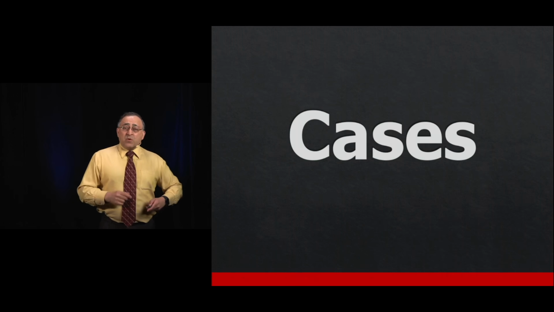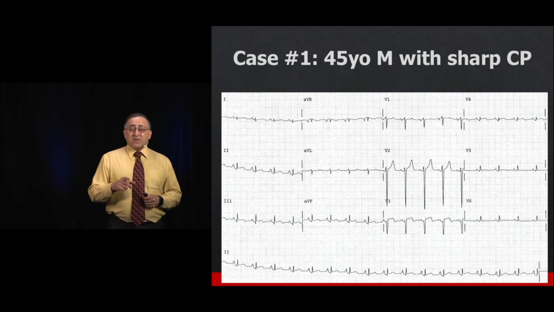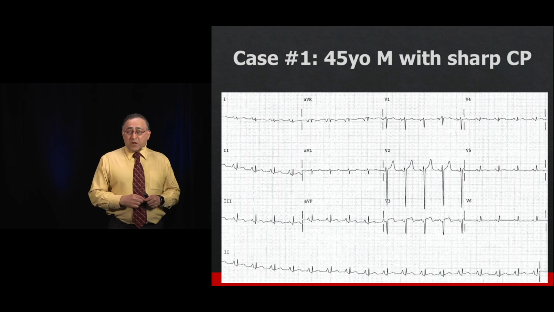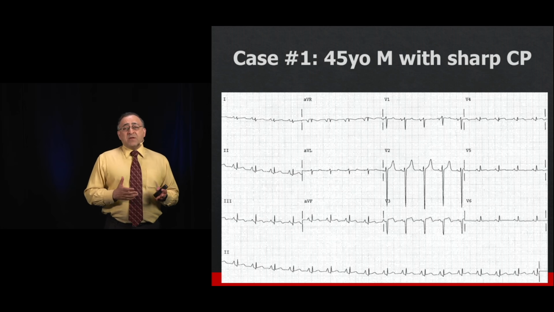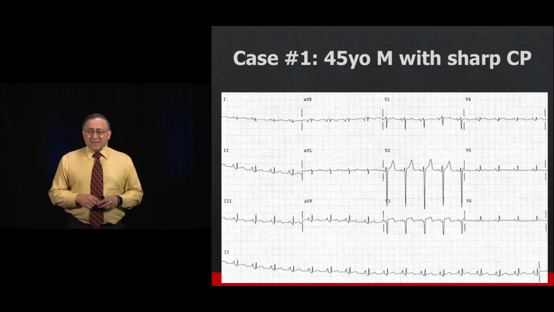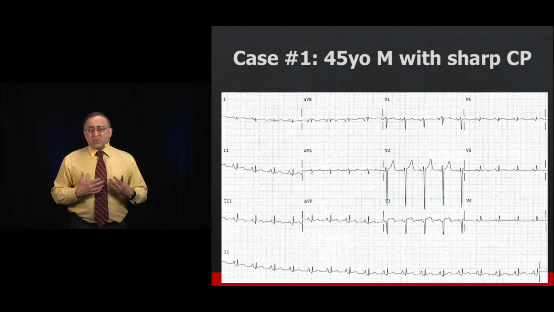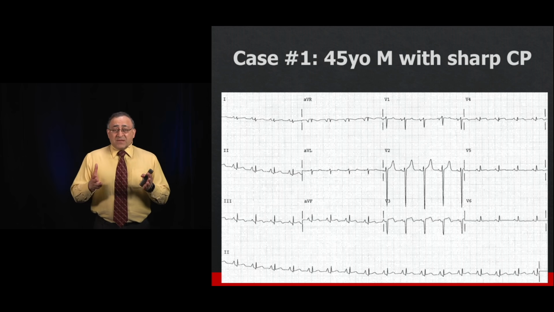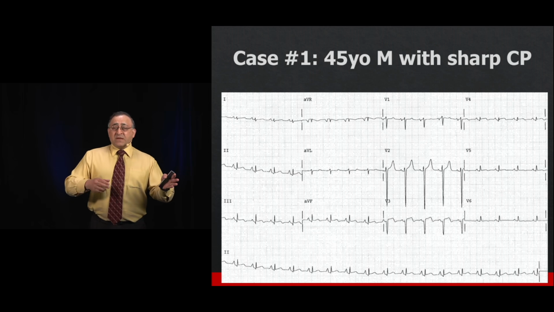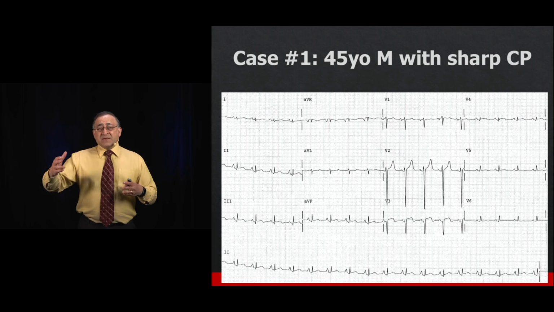We're going to start out with this case. Again, we talked about this in the ECG workshop, and we're going to go a little bit beyond what we talked about there as well. This is a 45-year-old man who comes into the emergency department with sharp chest pain, maybe a little positional, a little pleuritic, and the emergency physician is looking at this and seeing ST elevation in the inferior leads, ST elevation in the anterior leads.